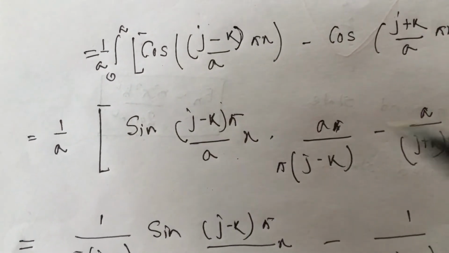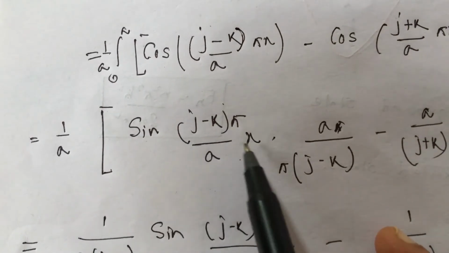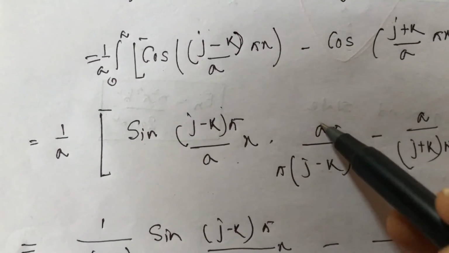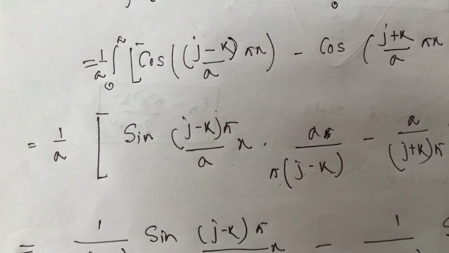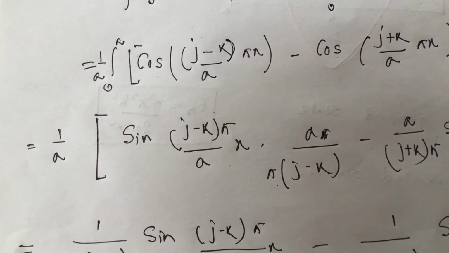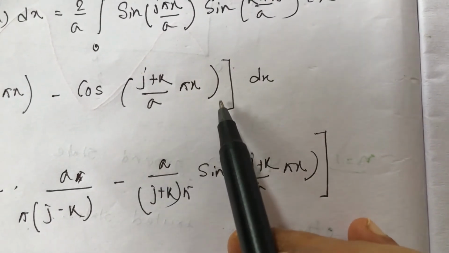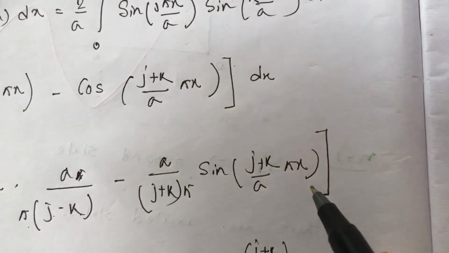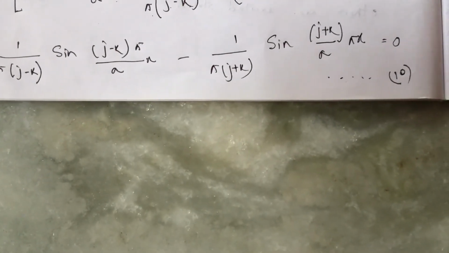So the result will come as sine of j minus k pi by a, this is constant, x is here, and a by pi j minus k, because we know integration of cos mx dx is equal to sine of mx by m. Similarly, if I want to make integration of this thing, I am getting this, and eventually this will give me 0. This entire thing gives me 0.